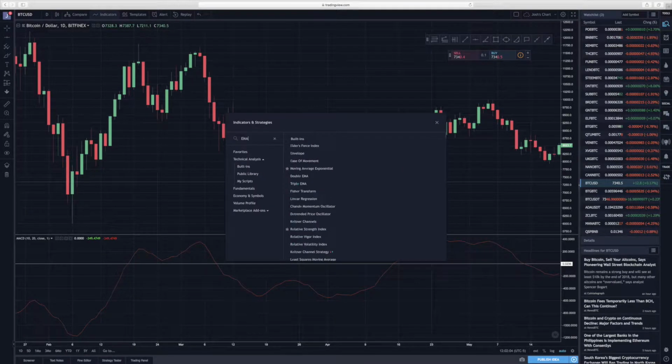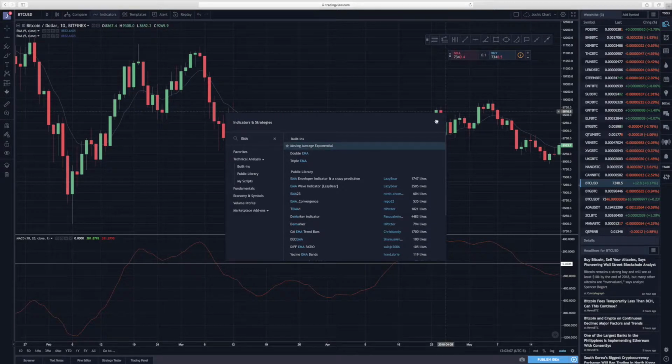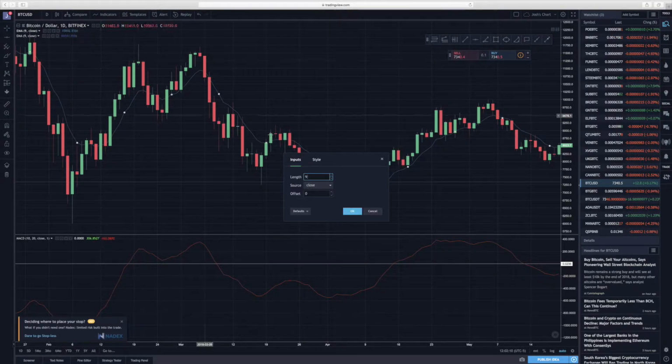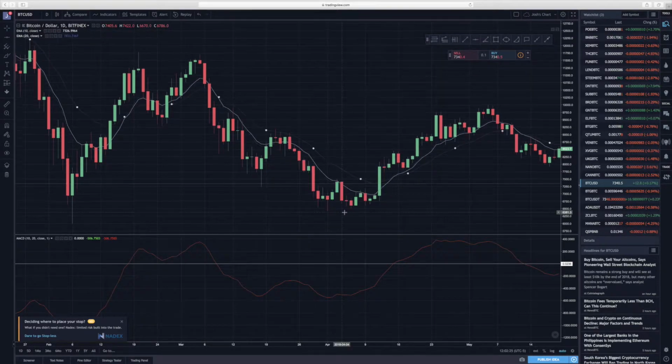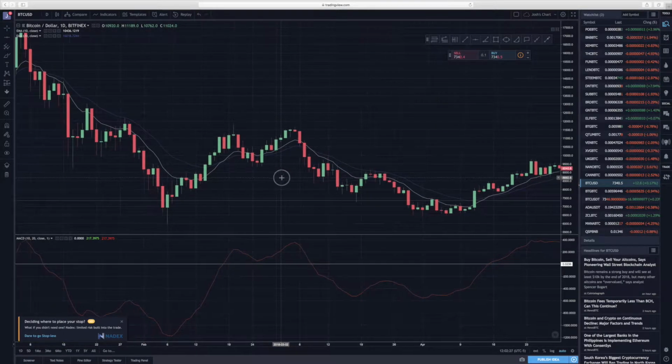So let's just go ahead and put 2 of those up. All right, we're gonna make one white. That's gonna be 10. And then we're gonna make the other one 20. All right. So as you can see, every time these lines cross, in this case, our quicker line, which is the 10, every time it goes up above the 20-day moving average, the MACD goes above 0. When it goes below, the MACD goes below 0. So it just follows that trend just like that.